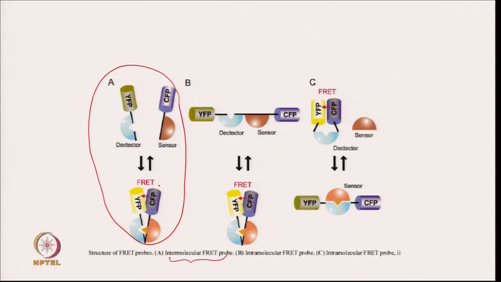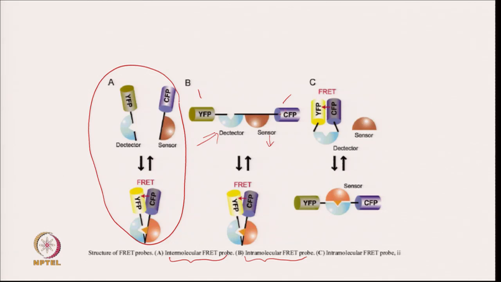The second probe is to look at intramolecular interaction, and in that case we will use the FRET pair on the same protein. One end will be tagged with CFP and another end will be tagged with YFP. The part where CFP is tagged is called sensor and this part is known as detector.